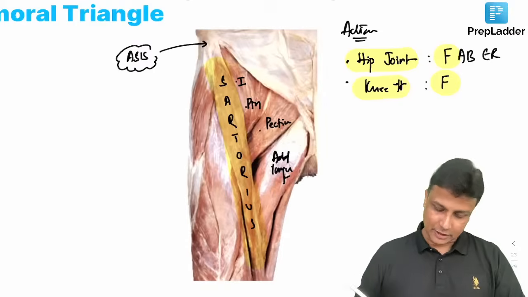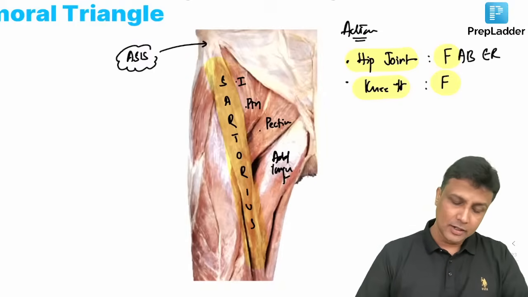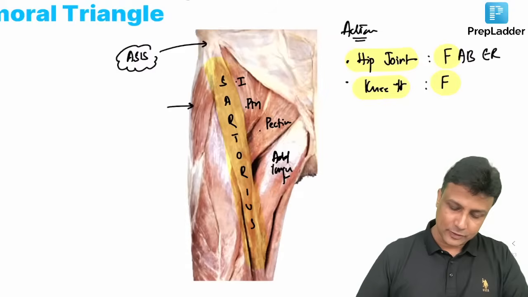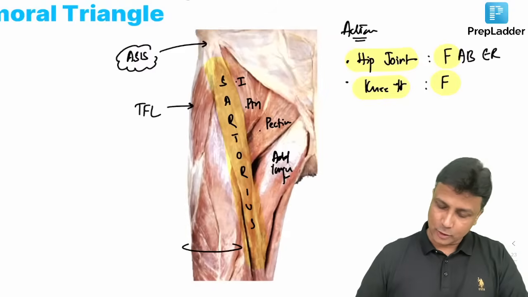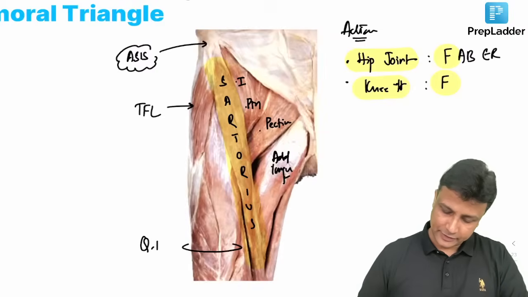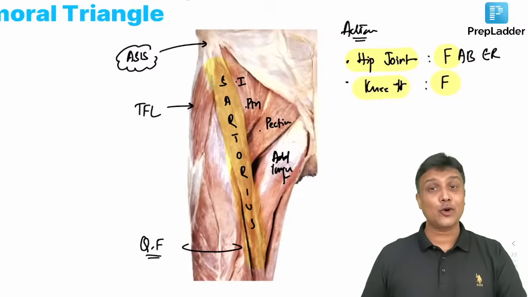So this one here will be the sartorius muscle. Now once you are done with this one, this muscle here is easy to identify. This one will be the tensor fasciae latae. And of course, this muscle here will be the quadriceps femoris. Please be very careful with the spelling there. It is not quadratus femoris.